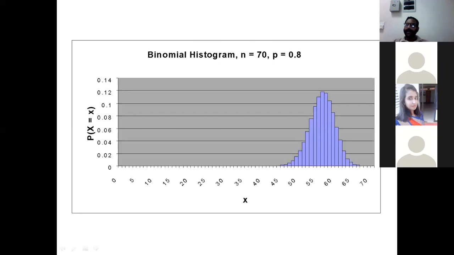Right, before coming to the Poisson probability distribution, I can talk about some other practical examples using binomial distribution.